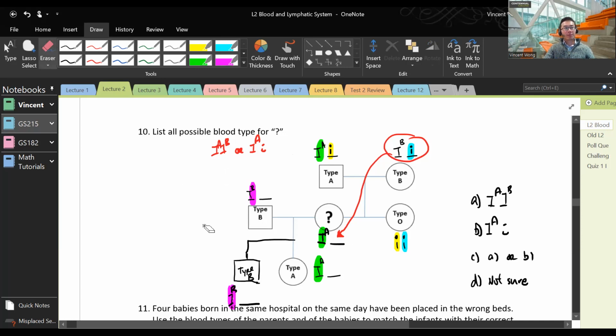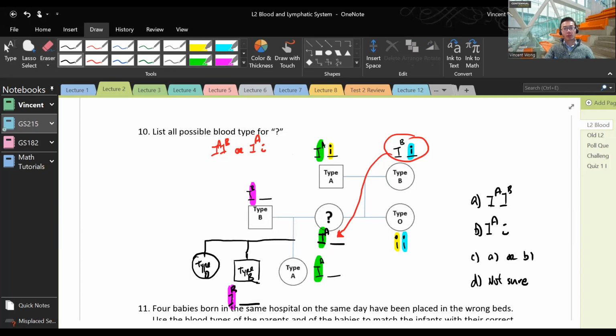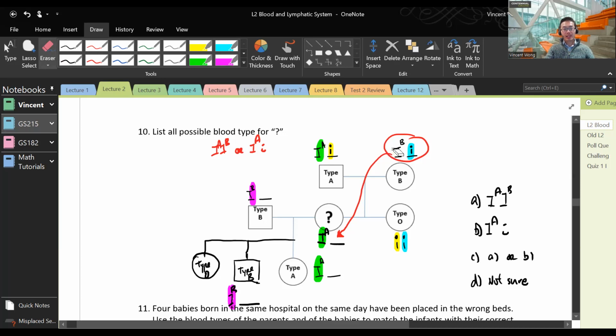Okay, so let's say they have another child, let's have another daughter, why not? And this time she is type O. Now, will we be able to tell for certain whether she is IAIB or IA small i? Hopefully you will agree with me that if we have a type O child, then we can tell, because we would need to have the little i from the parent. So if there is a type O child, then definitively she is going to be IA small i and not IAIB.